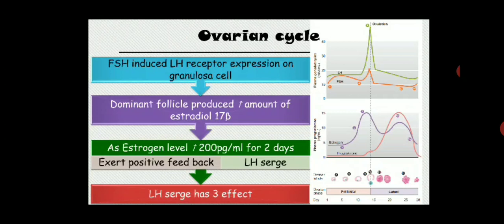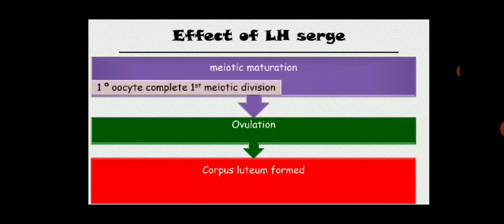And the LH surge has 3 effects. Which are these 3 effects? Now see, this slide is very important. Effects of LH surge. It causes meiotic maturation in the primary oocyte. It is responsible for the ovulation and also for the formation of the corpus luteum. Let's discuss one by one. What will it do in meiotic maturation? The primary oocyte completes its first meiotic division, and during the second meiotic division it arrests at metaphase 2. The 2 stands for the second meiotic division.